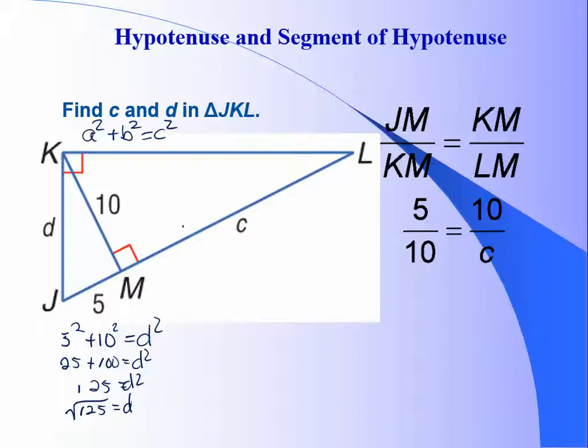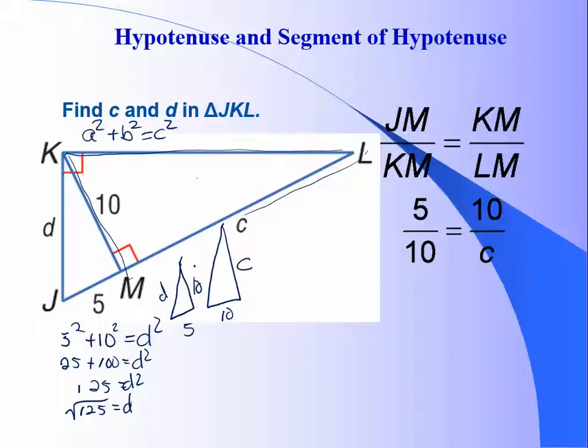Okay, here's another way we could set it up. I have similar triangles here. You just have to see the way they're oriented. Here's my small one, 5, 10, D. Here's my medium one. 10 is the short side. My medium one's right here. Okay. My long side is C.